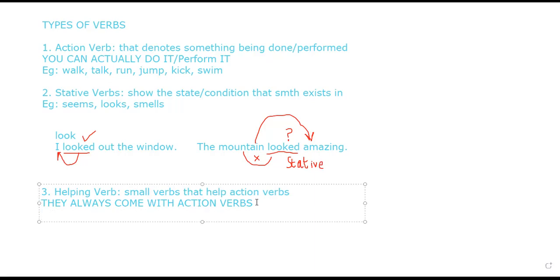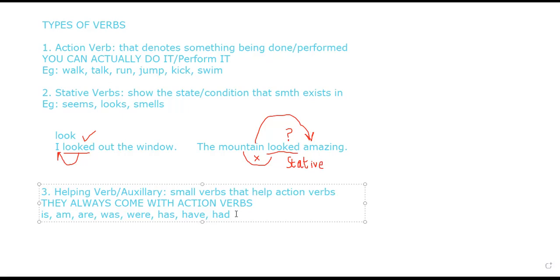Now, helping verbs are is, are, was, were, has, have, and had. These are helping verbs. These helping verbs are also called auxiliaries. Sometimes you get an MCQ like this, asking what is the auxiliary in this? So you don't get confused: auxiliary and helping verb, they are the same thing. So now these are helping verbs.